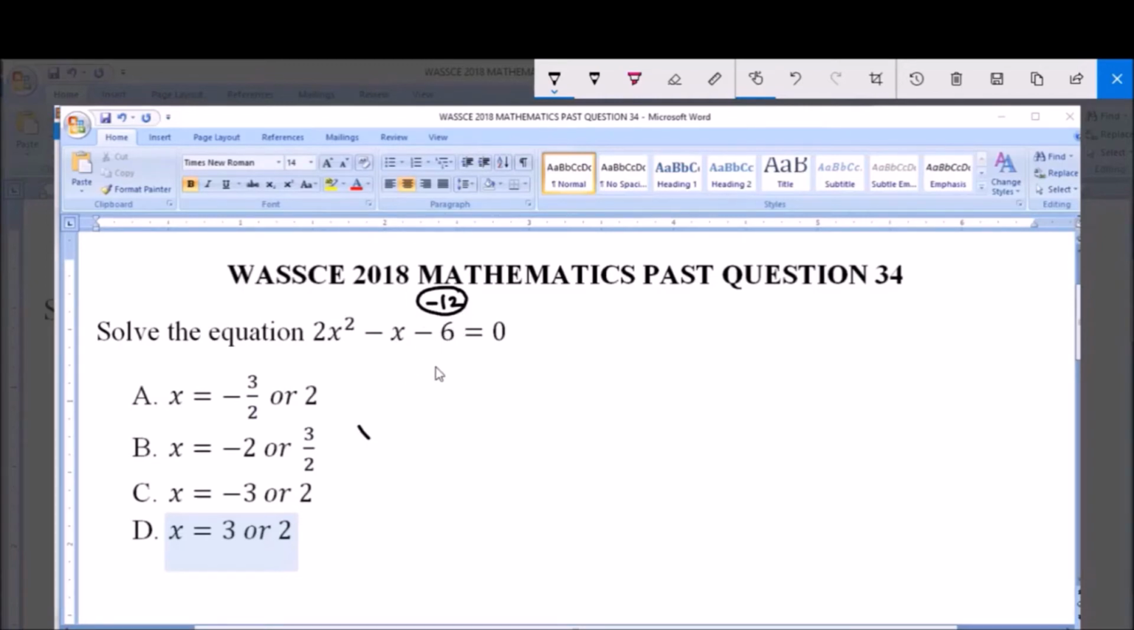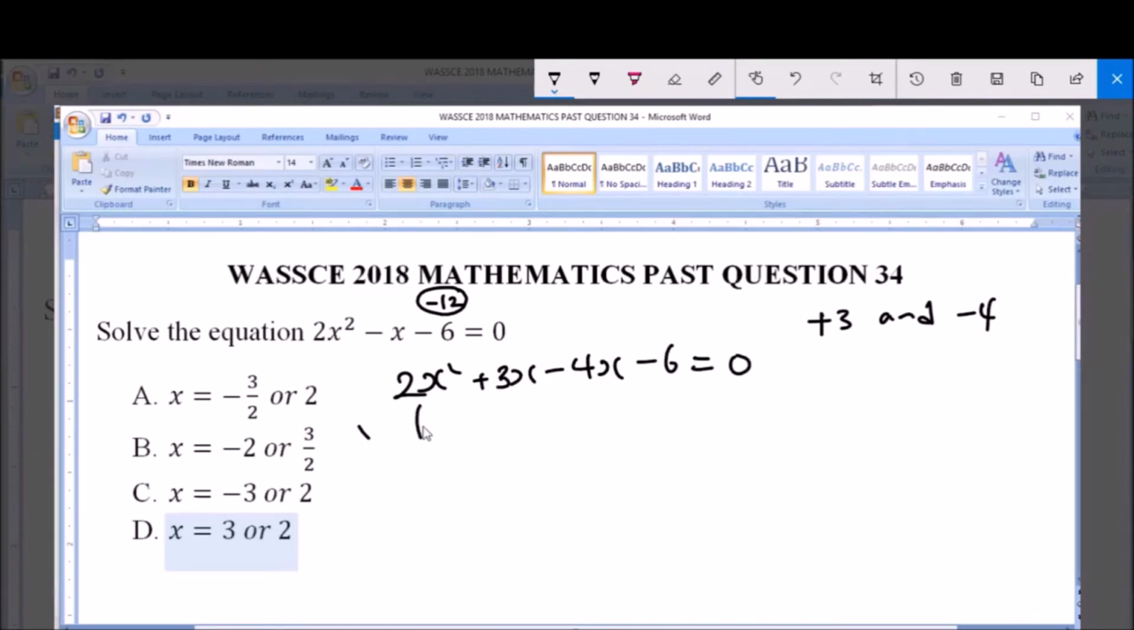Now when factorizing this, we will look for two numbers that when added together will give us minus x, and when multiplied together will give us minus 12. Looking at these numbers, those numbers are plus 3 and minus 4, because plus 3 minus 4 will give us minus 1, which is this x here, and plus 3 multiplied by minus 4 will give us minus 12. So we say 2x squared plus 3x minus 4x minus 6 is equal to 0. Now from this we can factorize.